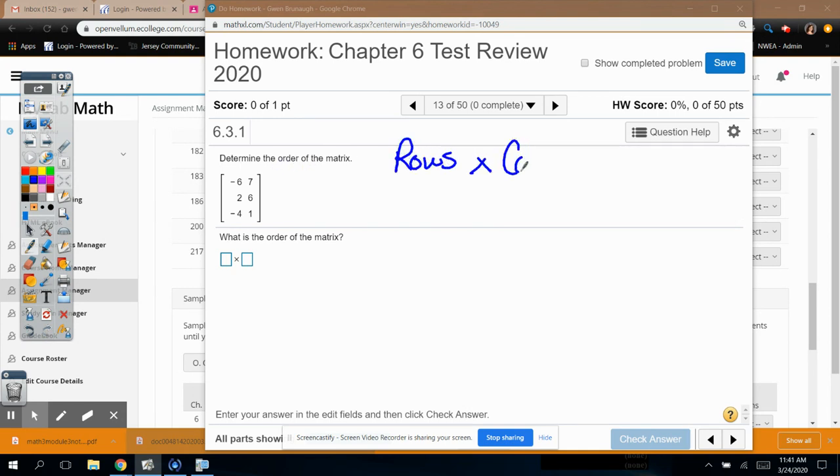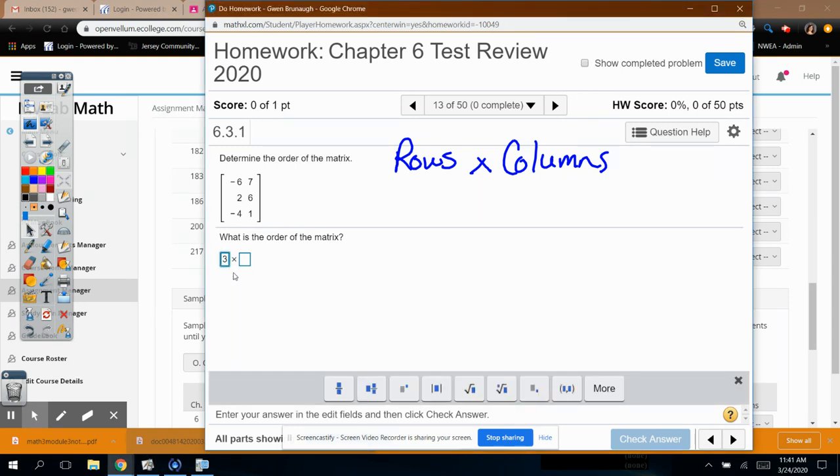All you have to remember, guys, is that columns hold up buildings. So this has 3 rows and 2 columns because there's 2 columns that go up and down. So that is a 3 by 2. Quick, quick, quick.